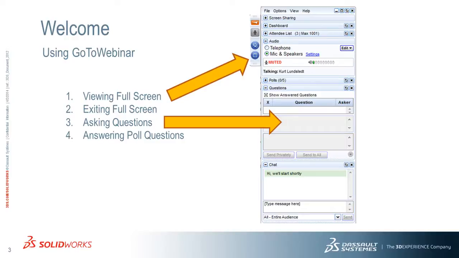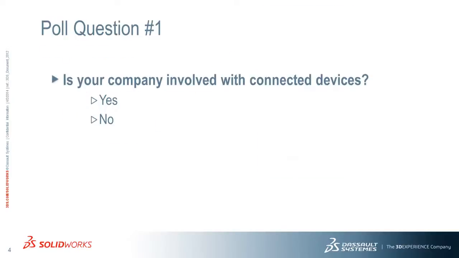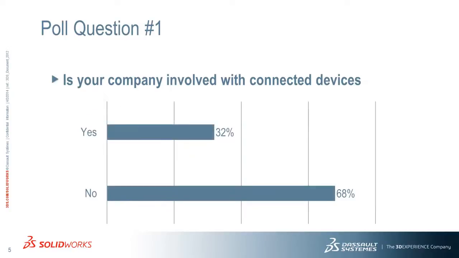Now, throughout this presentation, we're going to be asking several poll questions. Let's go ahead and start with the first one. Is your company involved with connected devices? This could be anything from simple devices that have some sort of a web interface, or they're connected through human input, or a variety of other means. I'll give you a few moments to answer these questions. Alright, so it looks like about 32% of you are working with connected devices. That's great, as it means the content we're going to be reviewing today will be good and relevant.